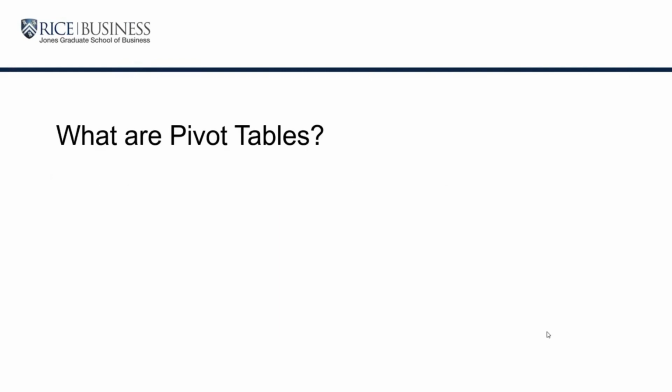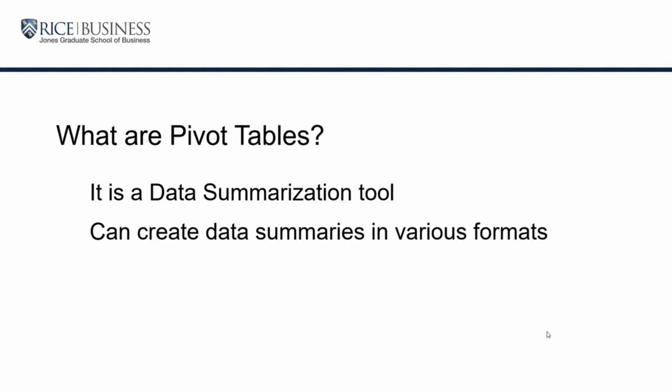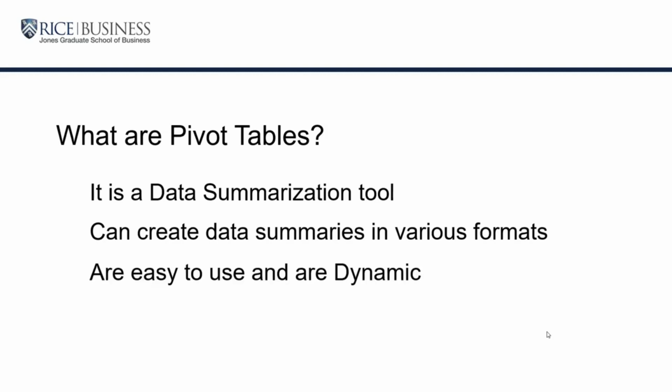So what are pivot tables? A pivot table is a data summarization tool within Excel. What it does is it allows me to create data summaries in various formats. I can slice and dice data in my Excel file across different formats to view different kinds of summaries of the data. It is easy to use and it is also dynamic. What do I mean by dynamic? That if my data changes, the summary which is produced in the pivot table also appropriately changes.